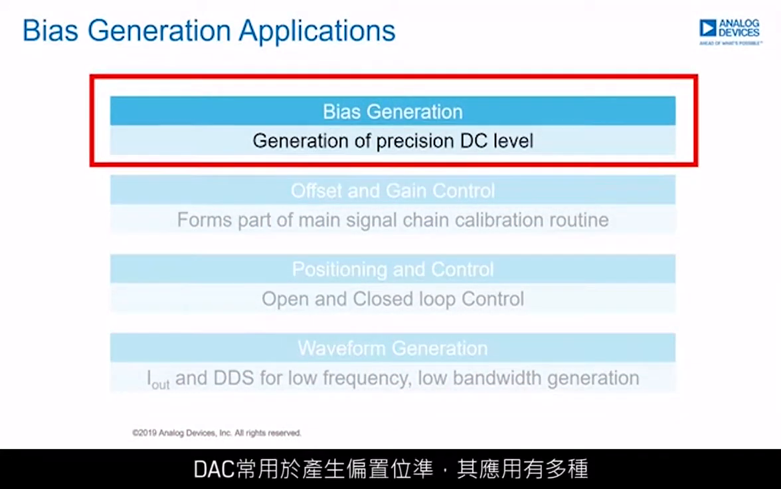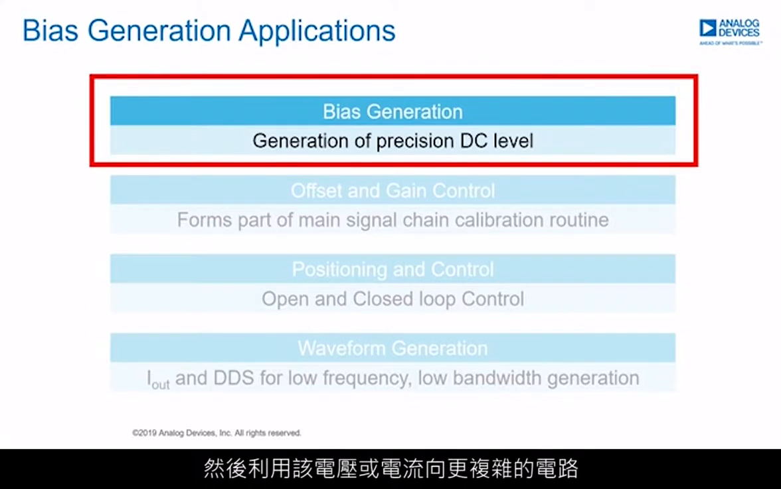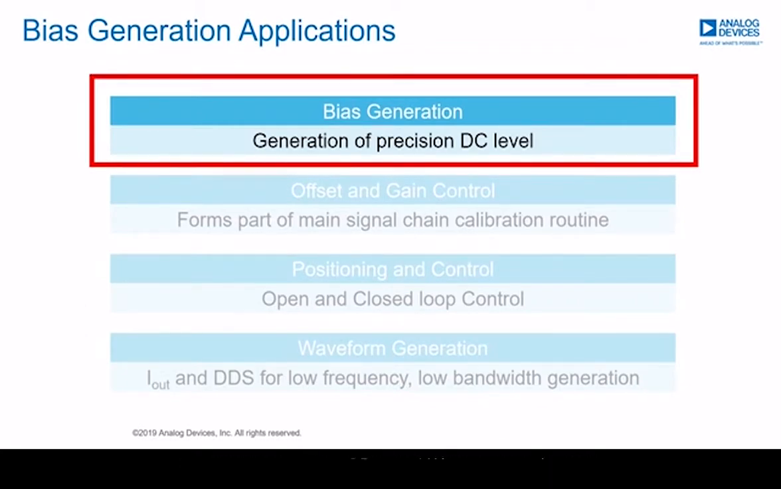DACs are often used to generate a bias level in multiple applications, with the most popular being a set point control level or reference level. This is where the DAC is used to generate a precision DC output voltage or current, which can be used to provide a known DC input level to a more complex circuit. We will look at this in more detail with some specific examples.